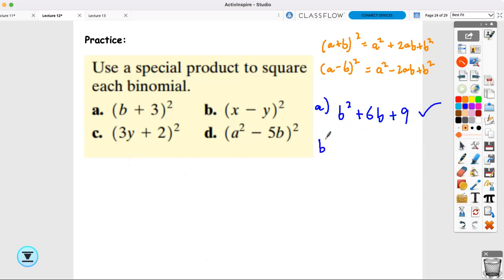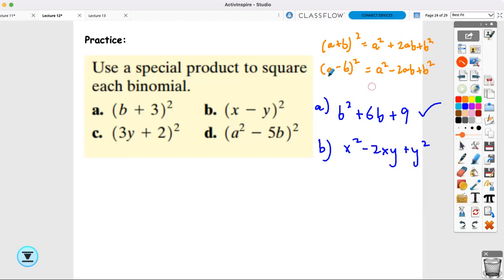All right, let's see how you guys did for B. What was the final verdict for B? X minus Y squared. So we have x squared minus 2xy plus y squared.